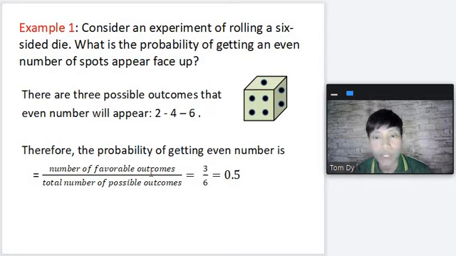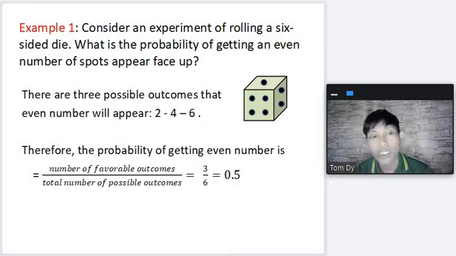So the number of favorable outcomes is 3, divided by the total number of possible outcomes, which is 6. So our probability of getting an even number is 3 over 6, or 0.5. So that is our example for classical probability.